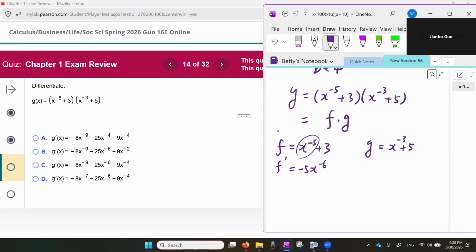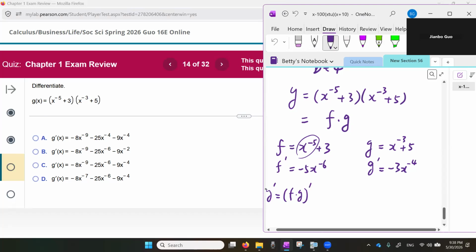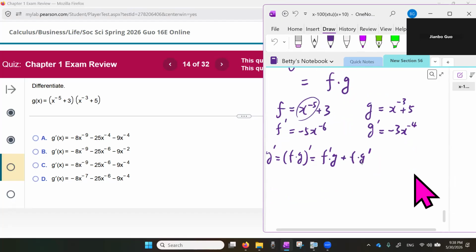Okay, so that's f prime. What about g prime? Similarly, we can find g prime, 93x to the power 94. 5 is a constant, the derivative of 5 is 0. So now we have all the 4 parts. Y prime, which is f times g, is f prime times g plus f times g prime, is going to be f prime, so 95x to the 96 times g times g.